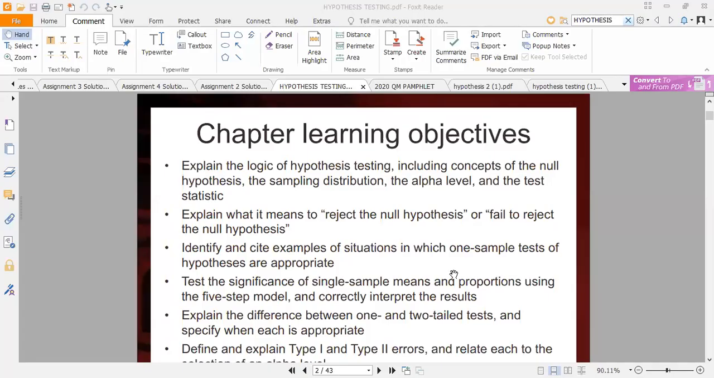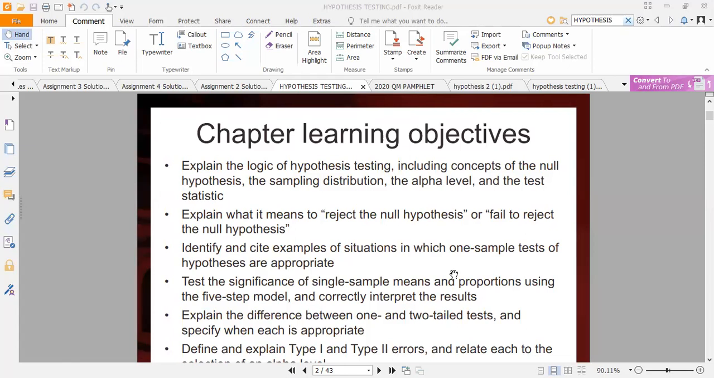Hello friends, today we're going to look at hypothesis testing. The objectives of this chapter will mainly be to really understand the logic behind hypothesis testing, what concepts are imbued in the null hypothesis and the alternative hypothesis, what is the alpha and the test statistic.